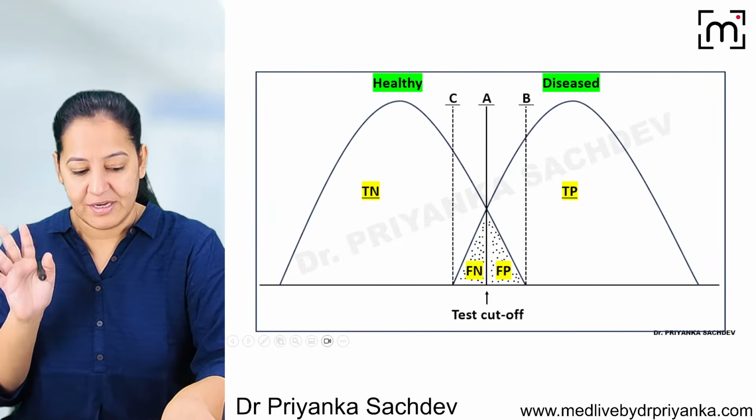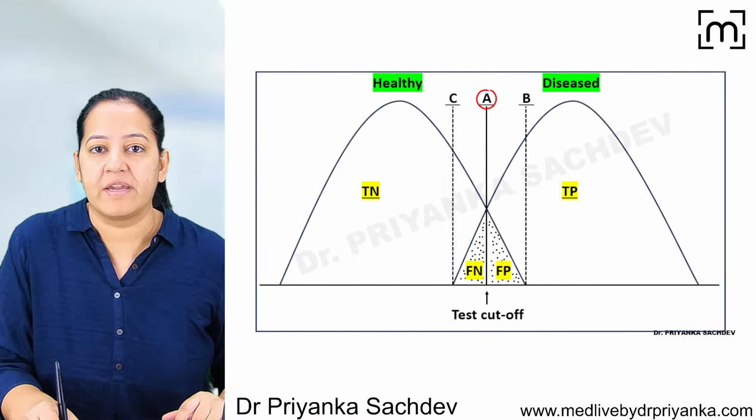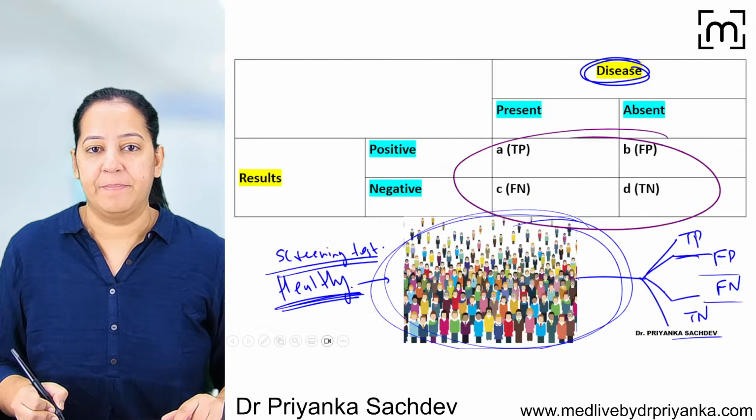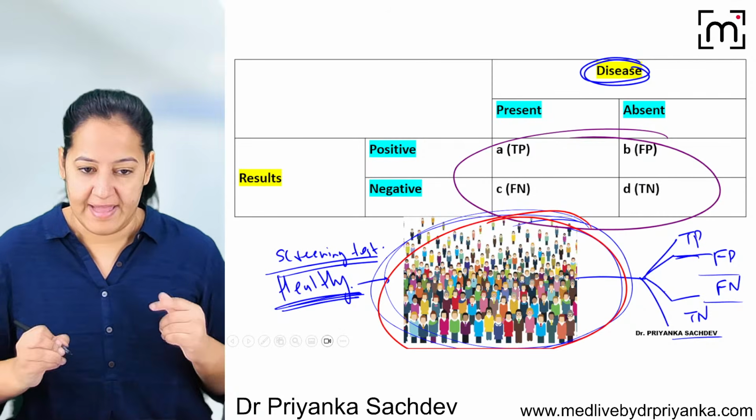The same you can understand from this graph. So we are applying a screening test. This is the cutoff of the screening test. For example, there is a group of healthy people. They think they all are healthy. They don't have diabetes. They all are healthy.